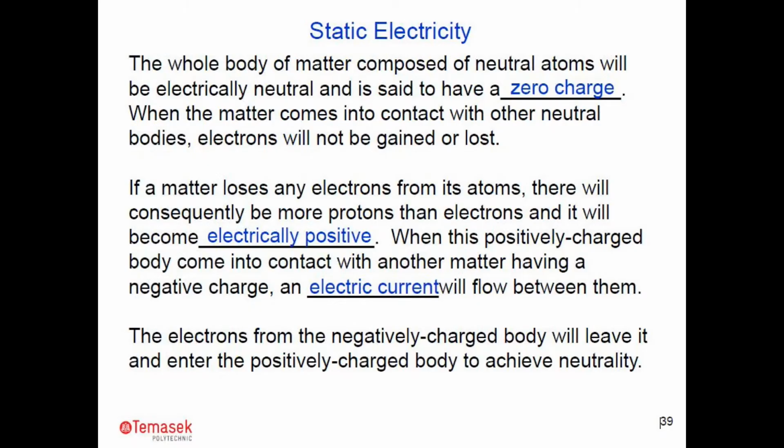So, the whole body of matter, composed of neutral atoms, will be electrically neutral and is said to have zero charge. When the matter comes into contact with other neutral bodies, electrons will not be gained or lost. If a matter loses any electrons from its atoms, there will be consequently more protons than electrons, and it will become electrically positive. When this positively charged body comes into contact with another matter having a negative charge, an electric current will flow between them. The electrons from the negatively charged body will leave it and enter the positively charged body to achieve neutrality.